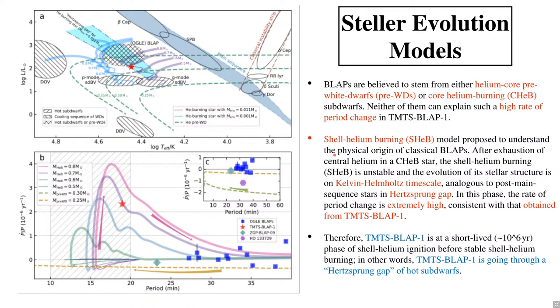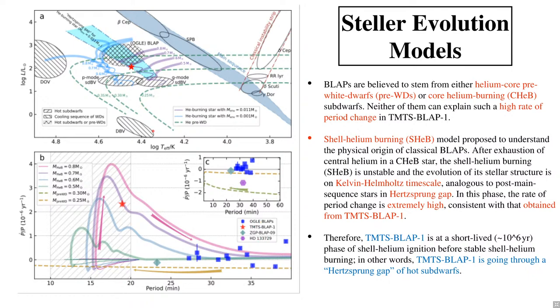So actually we propose another scenario, the shell helium burning scenario, to explain the behavior that we detected in TMTS blob one. For example, we run some models and find that a subdwarf star with a mass of 0.7 solar mass and a helium shell with a mass of 0.011 solar mass can explain the weird behavior shown by TMTS blob one. So we finally conclude TMTS blob one is at a short-lived phase of shell helium ignition before stable shell helium burning.